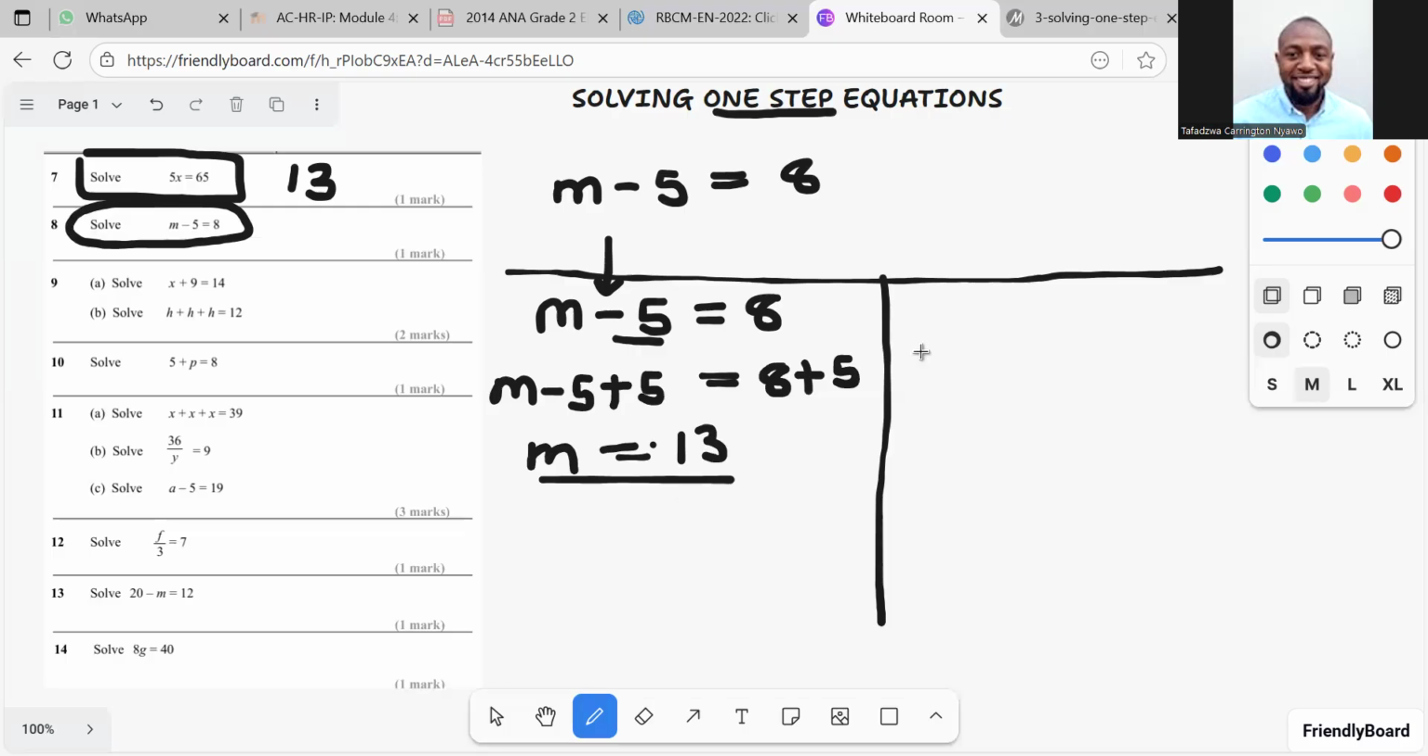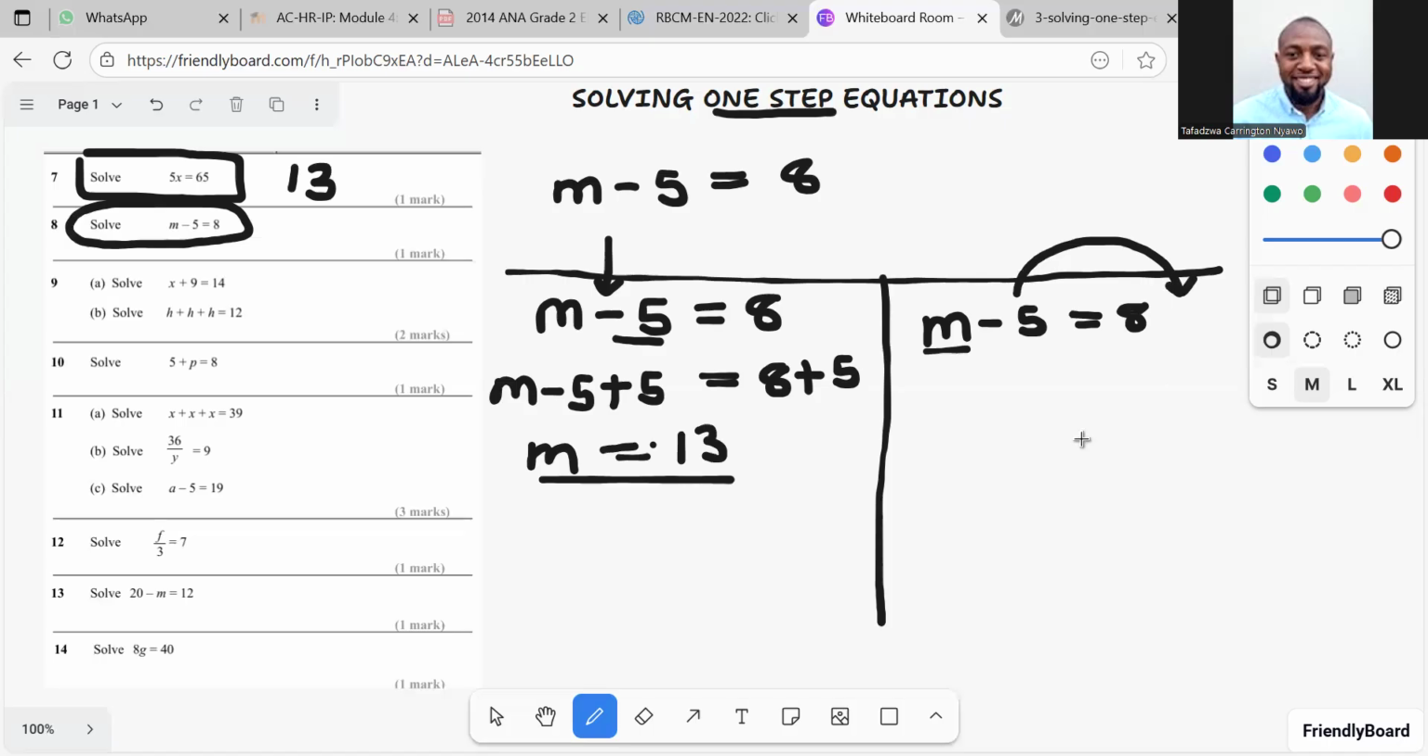All right, so let me show you another way that I just like to use, which makes everything easy. So m minus 5 is equal to 8. I want to make m the subject of formula. So what do I need to do? I need to take this minus 5 to the other side.